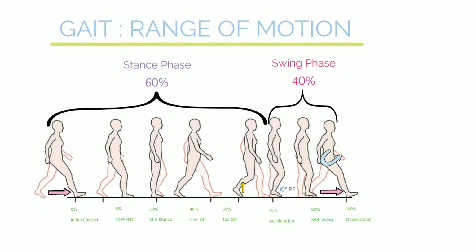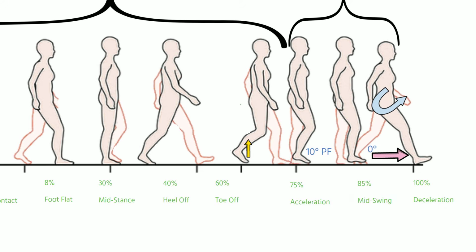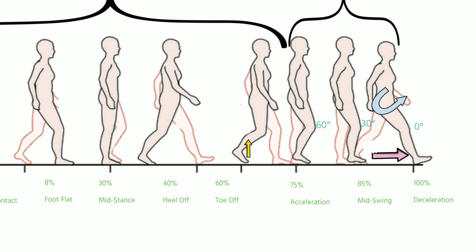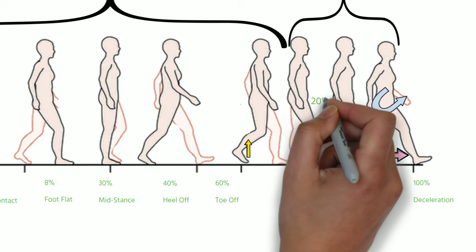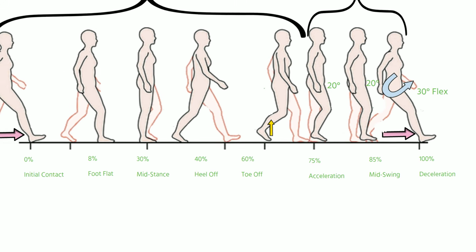From acceleration to deceleration, the ankle dorsiflexes to clear the ground. The range of motion changes from 10 degrees of plantar flexion to 0 degrees neutral. The knee moves from maximally flexed position of 60 degrees at acceleration to full extension at deceleration. And the hip keeps moving into a maximally flexed position at 30 degrees at deceleration.